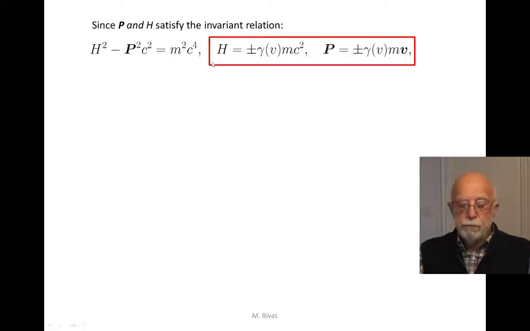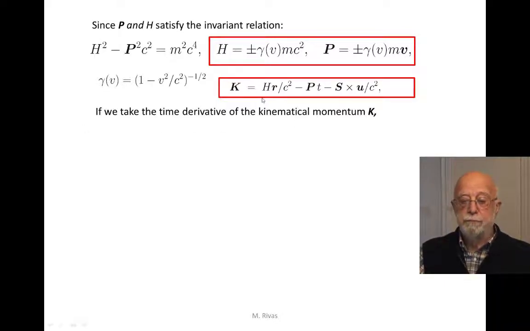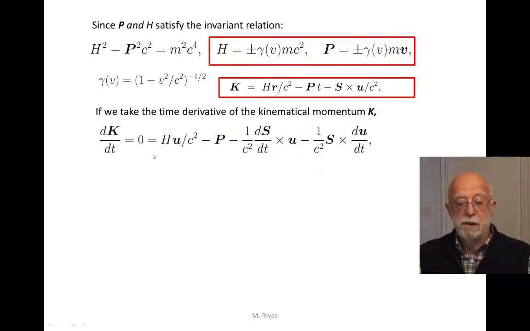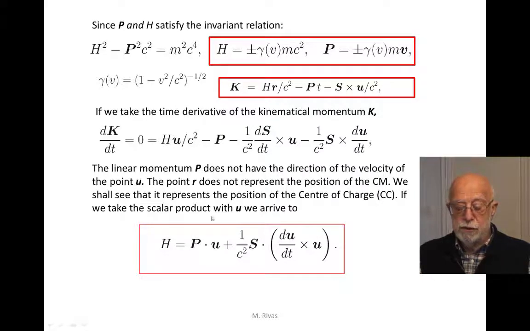Now, the kinematical momentum in general takes this form, and if we take the time derivative of this equals to 0, which is the time derivative of this expression, we have seen that P is not along U, but if we take here the scalar product of this expression with U, because U squared is C squared, and separating the Hamiltonian, we see that this expression reaches this form. The scalar product with this is 0, and the scalar product of this is this one.